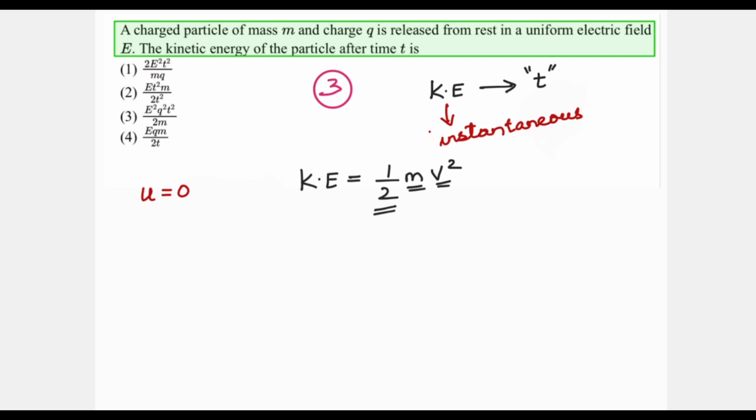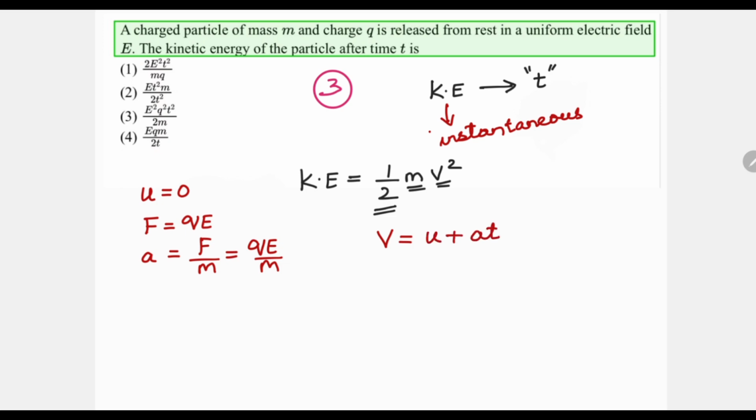Now it is released in a uniform electric field. So definitely that charge will be experiencing a force given by F equals qE. Now if there is force, definitely there will be acceleration also. What is acceleration? Acceleration equals force by mass, which is equal to qE by m. Now we need the kinetic energy of the particle after time t. So that means we need the velocity after the time t. So velocity v equals u plus at.